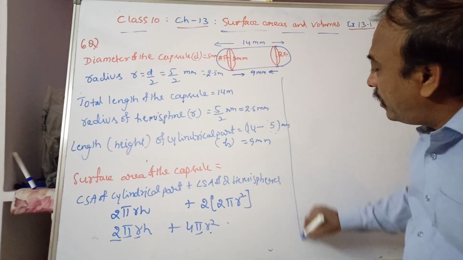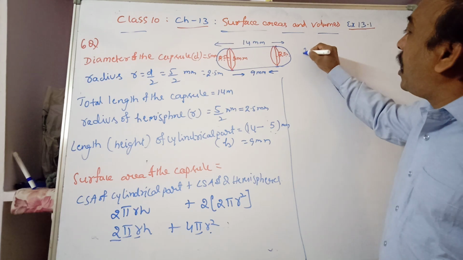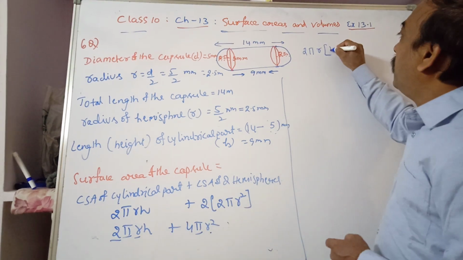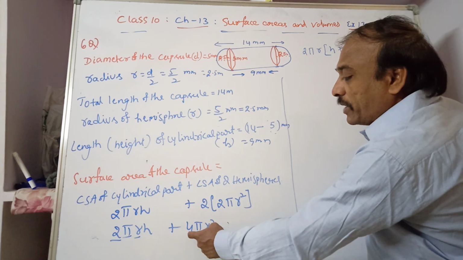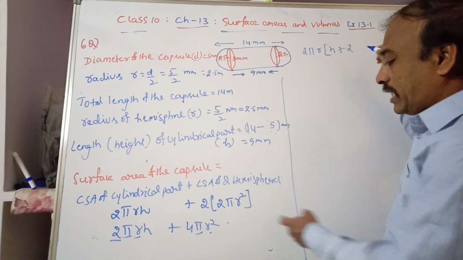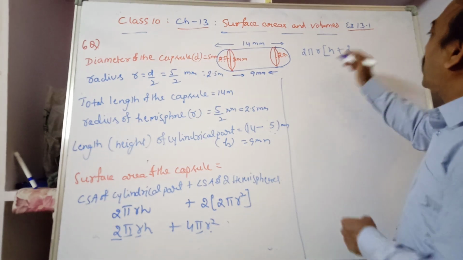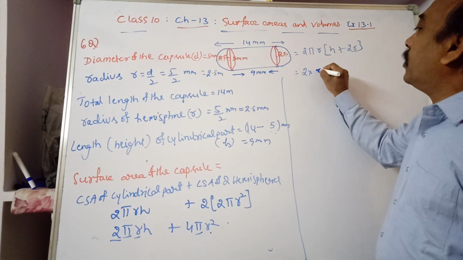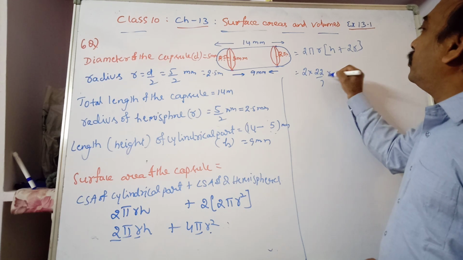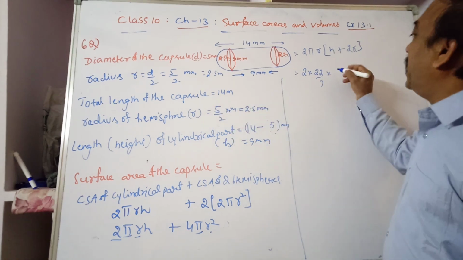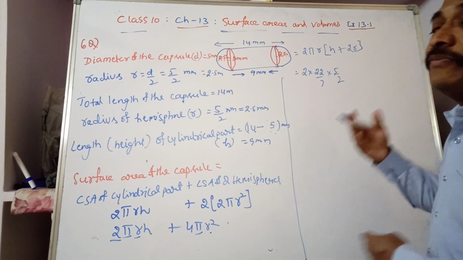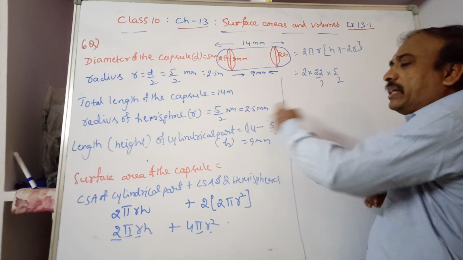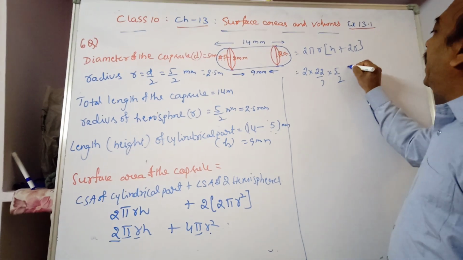So here, if you take out common 2 pi r, then what is left over here? h plus, here 2 came out, so 2 will be left over, and r square, so r came out, 2r, which is equal to 2 into 22 by 7 into the radius, that is 5 by 2. You can write it as 5 by 2. It is easy for us to cancel and to simplify, or else you can write even 2.5 also, into h.